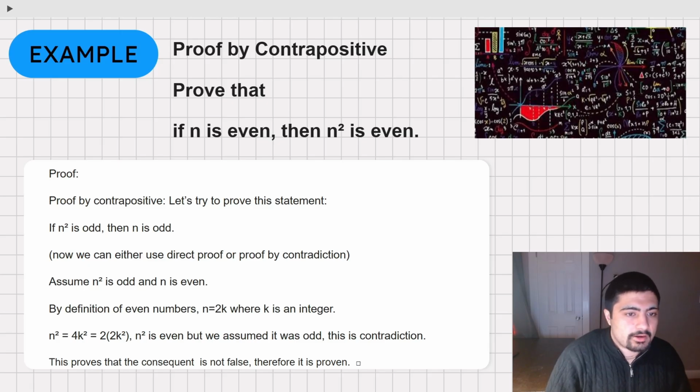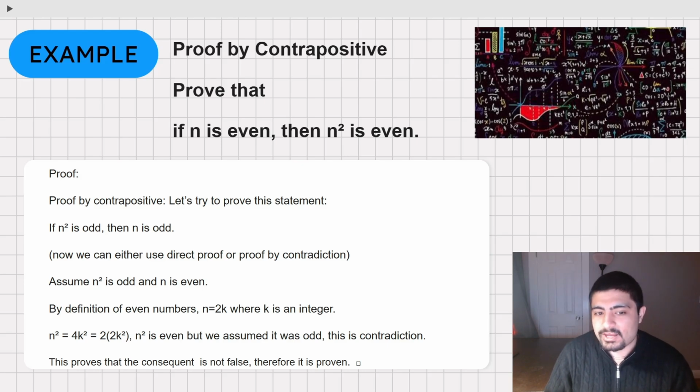Now let's think about this. We said that using the contrapositive, if n squared is odd, then n is odd. And assuming that, we then use proof by contradiction. So we first use contrapositive and contradiction. Notice what we got there compared to the original statement. If n squared is odd, then n is even.